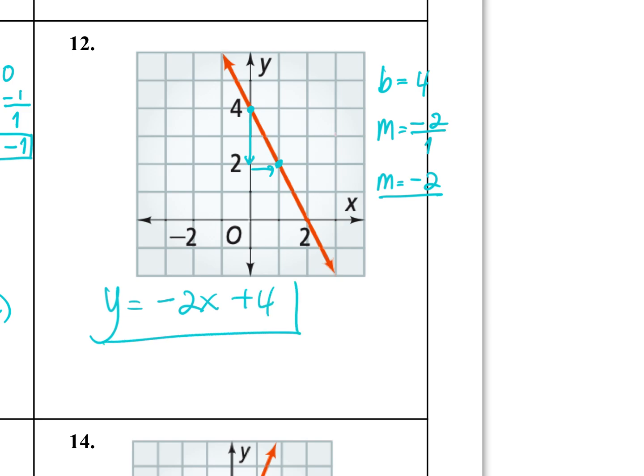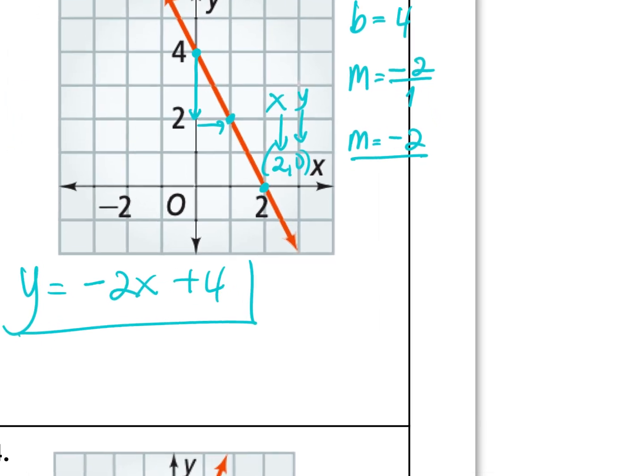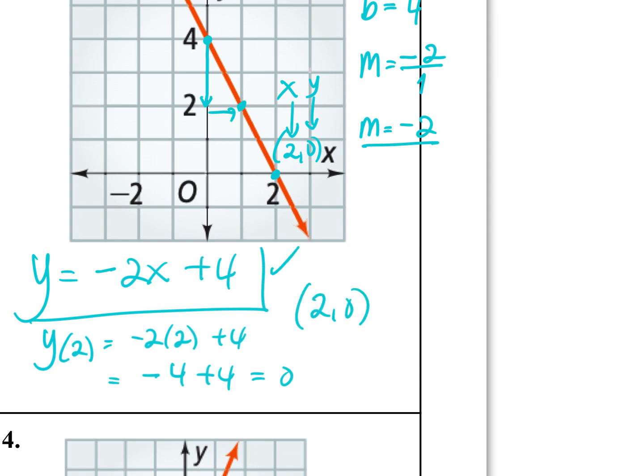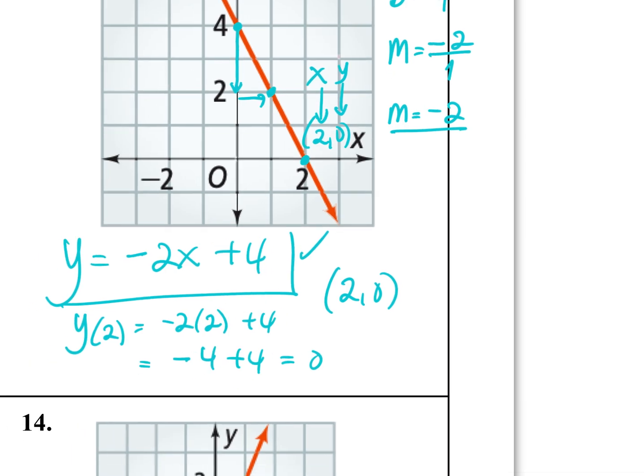Let's get some more points in here. Let's get this point (2, 0). If we put in the x value 2, we should get the value of y equal to 0. Let's test this one right now. So y of 2 is equal to negative 2 times 2 plus 4. Negative 2 times 2 is going to give you negative 4 plus 4, and that's going to give you 0. Therefore, the point (2, 0) is on the line. It means that our equation is correct.